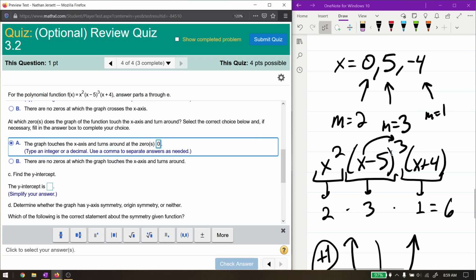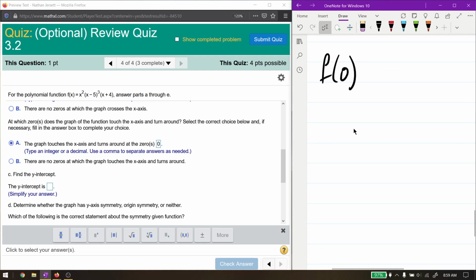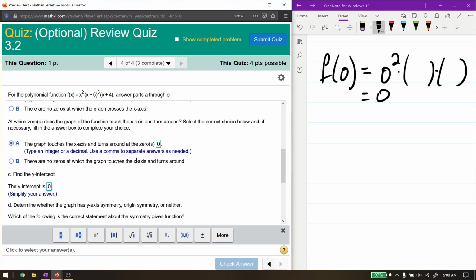The y-intercept, this one's going to be quite simple. Plug 0 in for f of x. Well, we can actually stop there because the first term is going to be x squared, which is 0 squared, times anything. It doesn't matter what it's multiplying, it's going to be 0. So this thing just becomes 0. The y-intercept is 0.